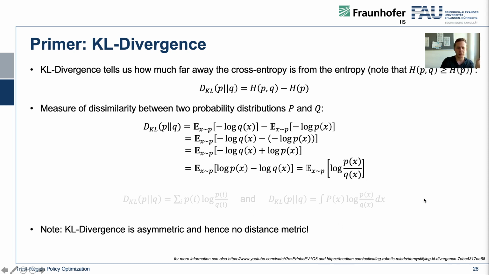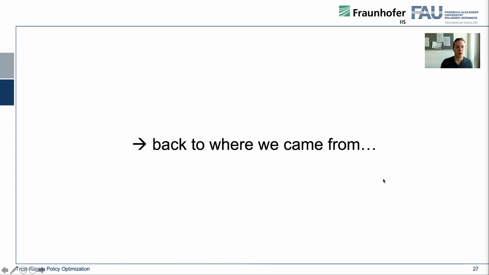You can also define this in continuous space without discrete events. Turns out that if you boil this down, you can also see that if you just move around P and Q, this expression is not the same expression as before. So the KL divergence is not symmetric, so it's asymmetric, and hence you cannot use the KL divergence as a distance metric. Okay, so that's as a primer for KL divergence and information theory.